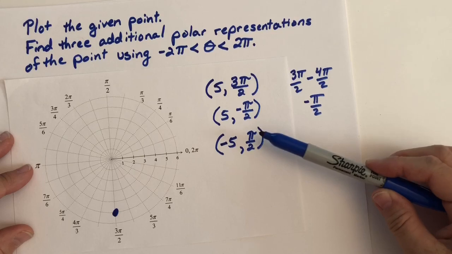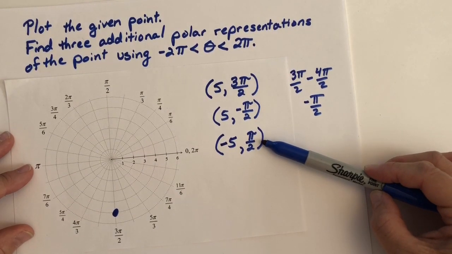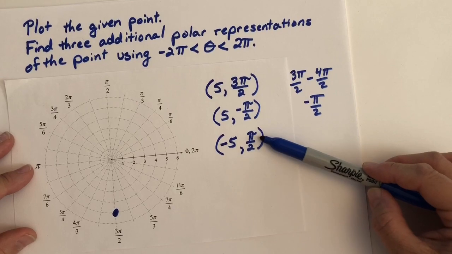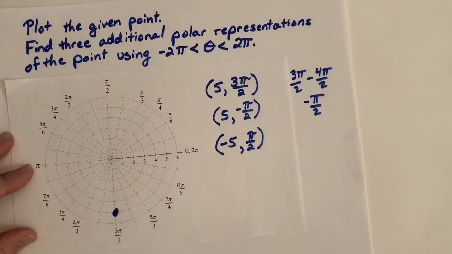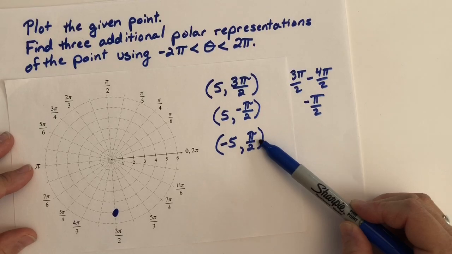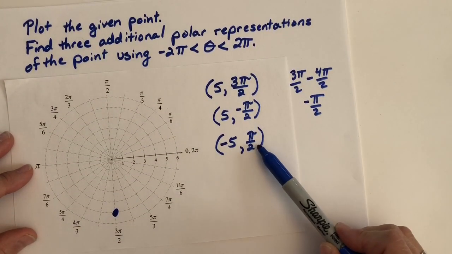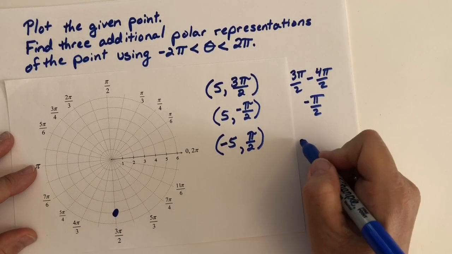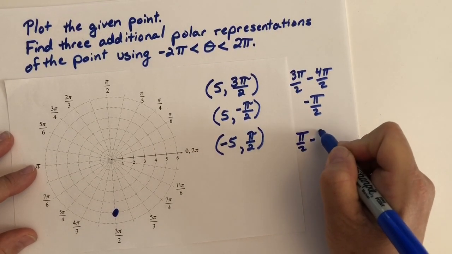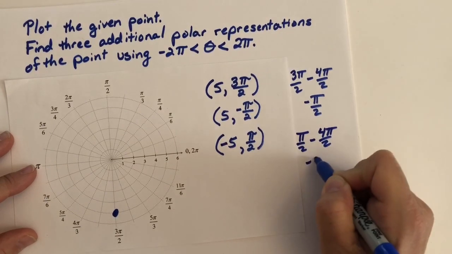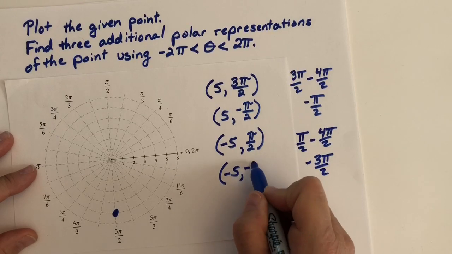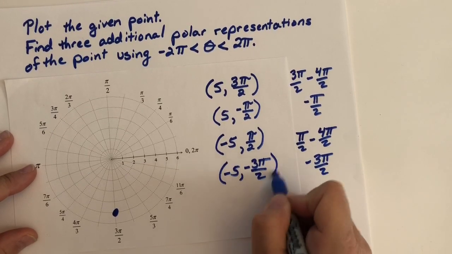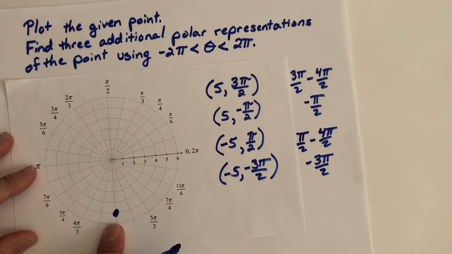And now to find other representations for this point, we can add multiples of 2 pi. Again, add 2 pi, 4 pi, 6 pi, or subtract 2 pi, 4 pi, and 6 pi. But keeping in mind, we're going to stay between negative 2 pi and 2 pi. I don't want to add 2 pi. That would be bigger than 2 pi. So let's subtract 2 pi. So we're at pi over 2, and we subtract 2 pi, and we're at negative 3 pi over 2. So negative 5, negative 3 pi over 2 is another representation for that particular point.